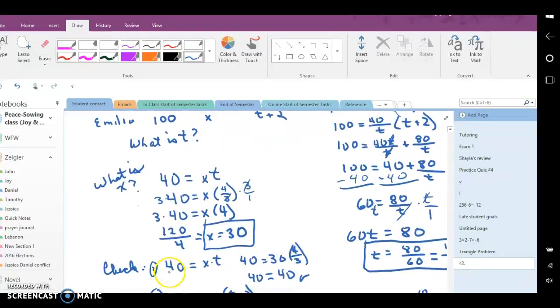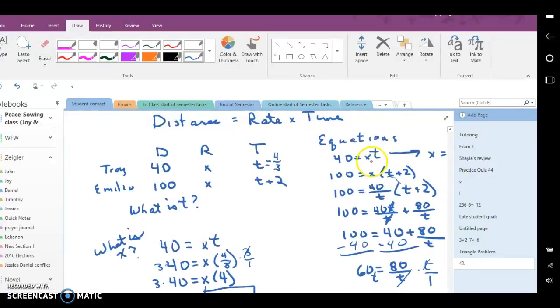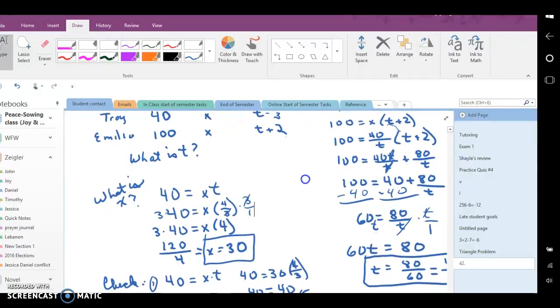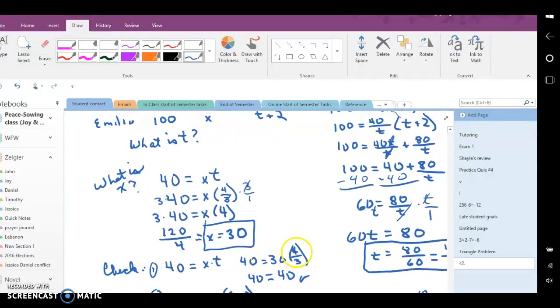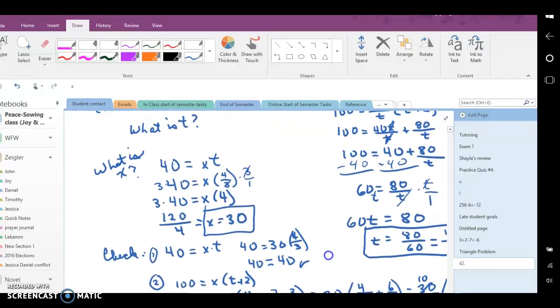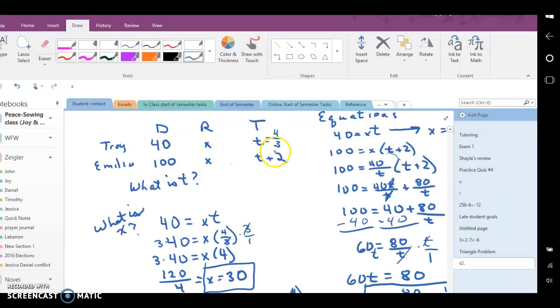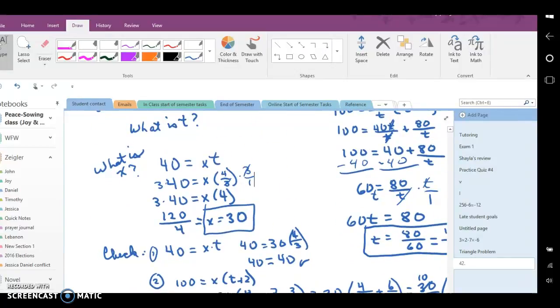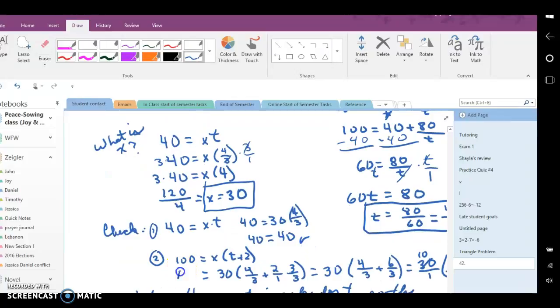We can plug it in again to our first equation, which is here 40 equals x times t, and we get 40 should equal 30 times 4/3. 30 and t was 4/3, and it does. 40 equals 40. The second equation is 100 equals x times t plus 2. So 100 equals x, which is 30, times t, which is 4/3, plus 2.